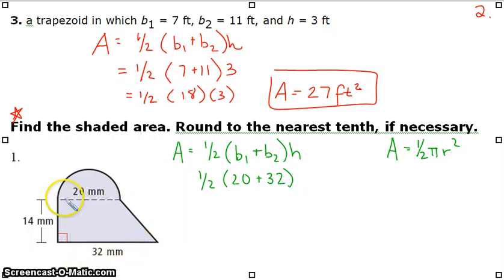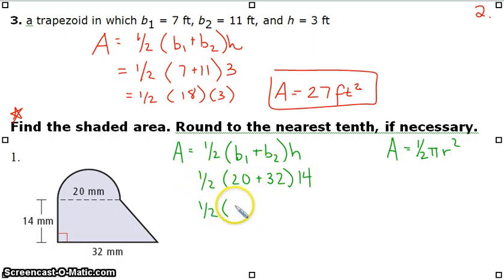Okay, and yep, there's always going to be two sides that are parallel on a trapezoid. Now our height always hits the bases at a 90-degree angle, so I know the height here is 14. So I can plug that in my formula right there. Okay, now let's go one more step.